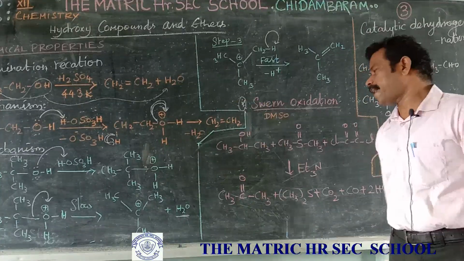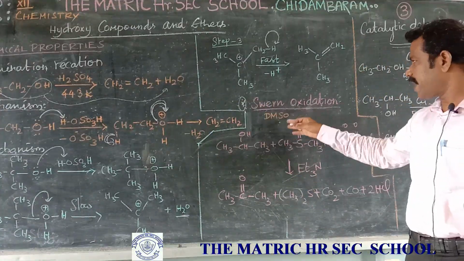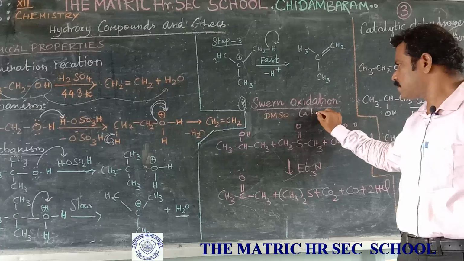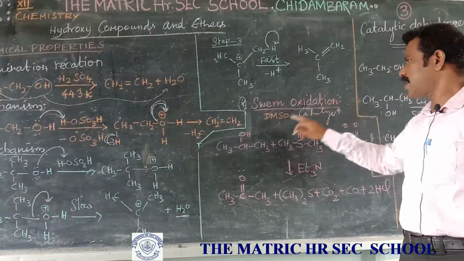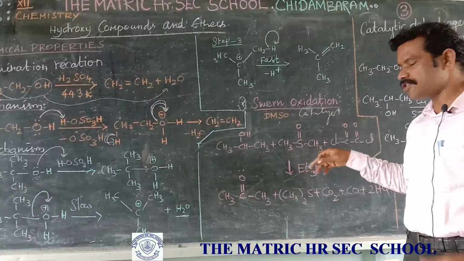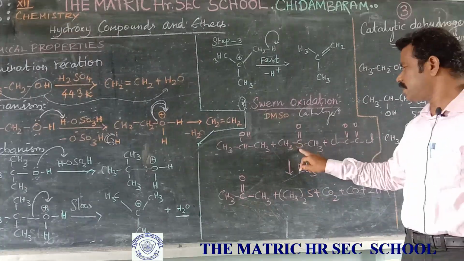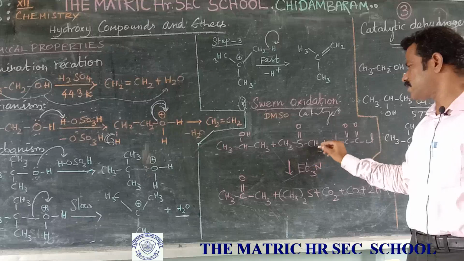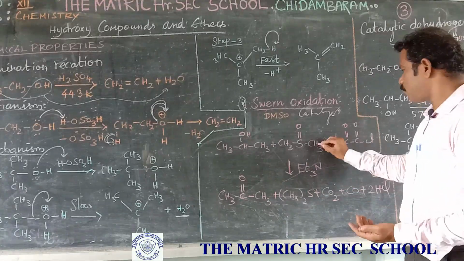Swern oxidation reactions. I will take the catalyst. The catalyst is dimethyl sulfoxide. This is the formula of dimethyl sulfoxide, CH3 S double bond O and CH3. It is dimethyl sulfoxide.